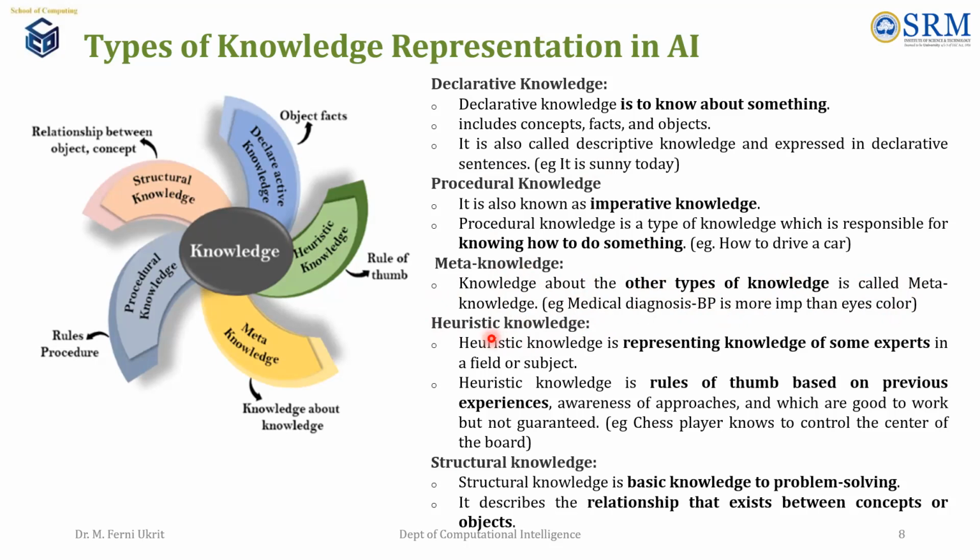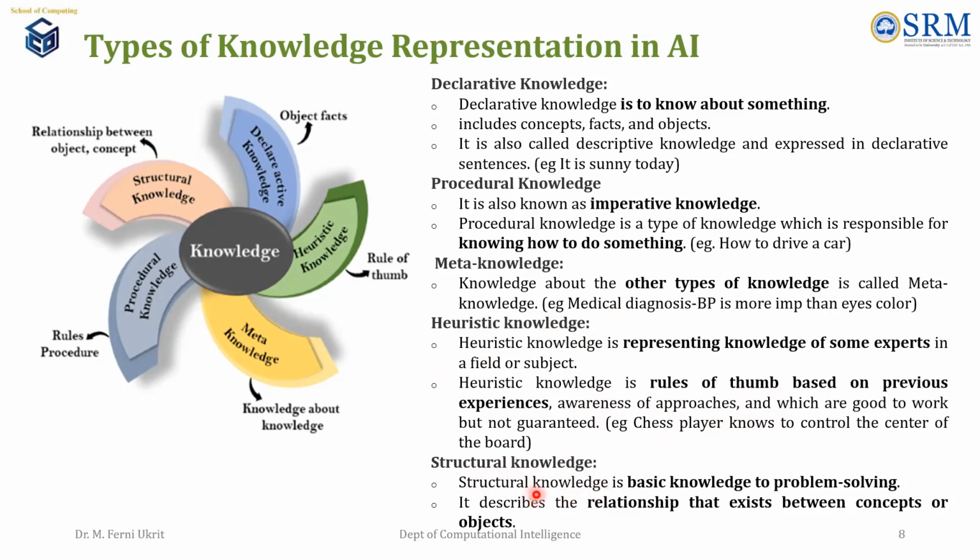Heuristic knowledge means some kind of rules you are applying, the thumb rules, based on previous experiences. In this case, we can take the chess player. Good chess players know how to control the entire board and how to take the next move. That is like a thumb rule. They know when to move based upon the opposite person's moves. That is your heuristic knowledge. So it should learn from previous experiences and know what to do next.